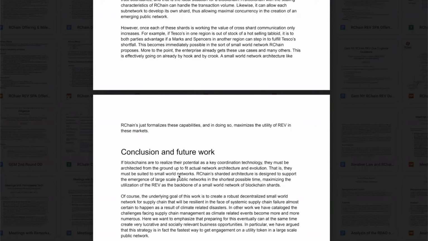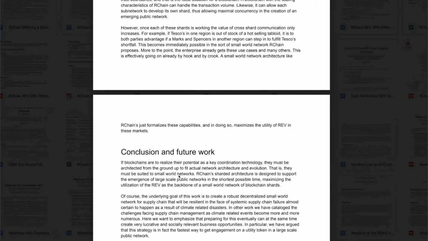But there must be some kind of coordination for validators to understand which shards they want to participate in. Absolutely, yeah. They have to be able to be bonded in all the right shards.